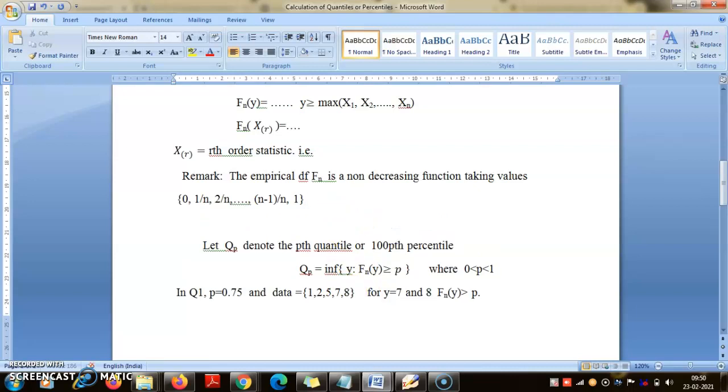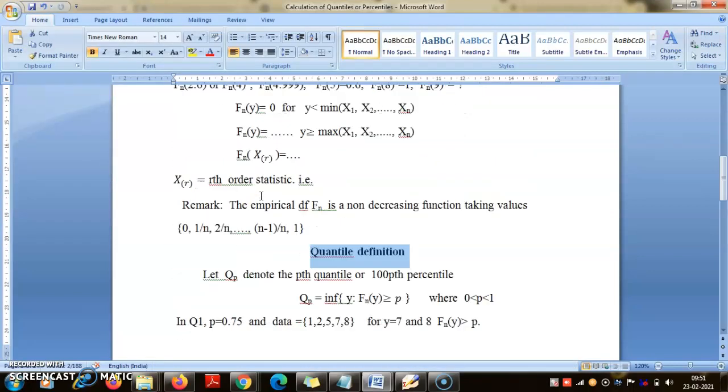That's it. Hope you have understood the quantile definition. Thank you. Please go through this note carefully. So, empirical distribution function and quantile. That's it. Thank you.